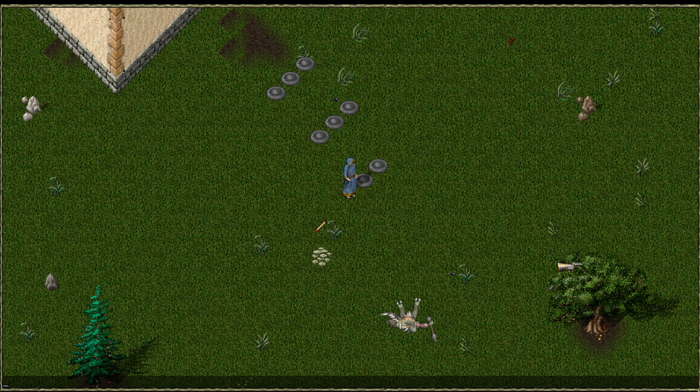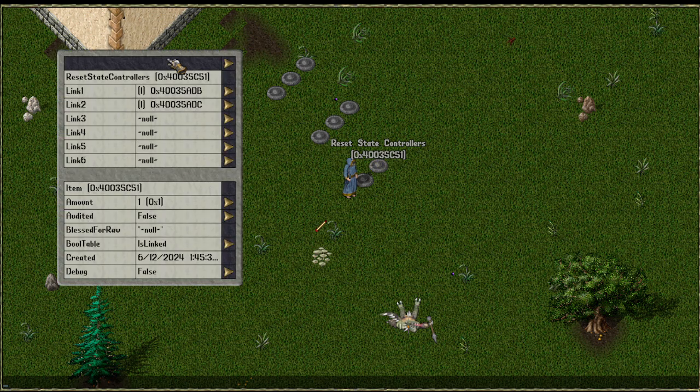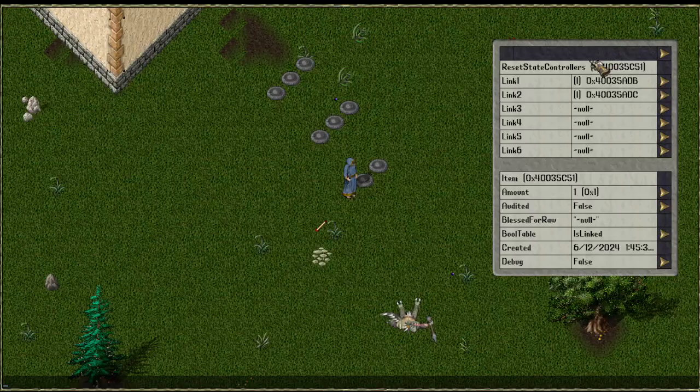what we want to do is, when I finish the third leg of the quest, reset all of the state controllers up until this point for me, for the specific mobile. That's done here with the reset state controllers. In the reset state controllers, I'm calling out 2 controllers. That's this one here and this one here.